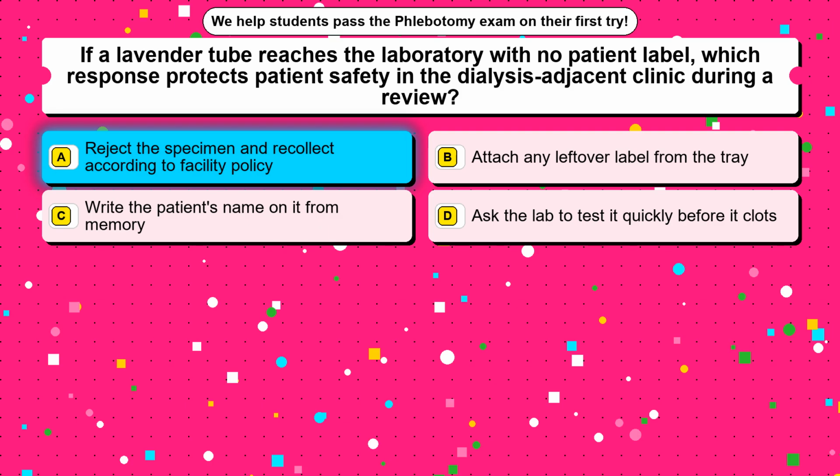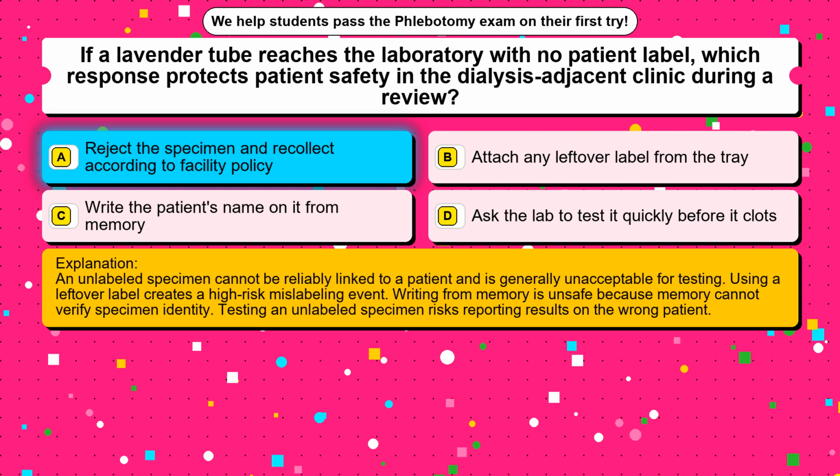The correct answer is option A. Reject the specimen and recollect according to facility policy. An unlabeled specimen cannot be reliably linked to a patient and is generally unacceptable for testing. Using a leftover label creates a high-risk mislabeling event. Writing from memory is unsafe because memory cannot verify specimen identity. Testing an unlabeled specimen risks reporting results on the wrong patient.